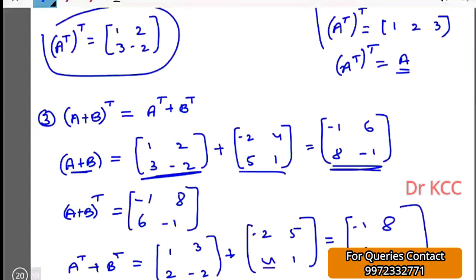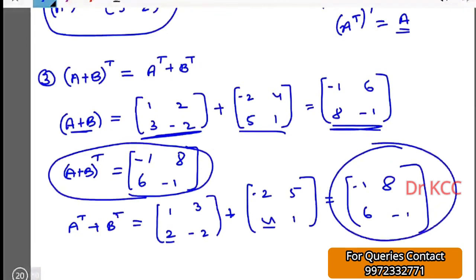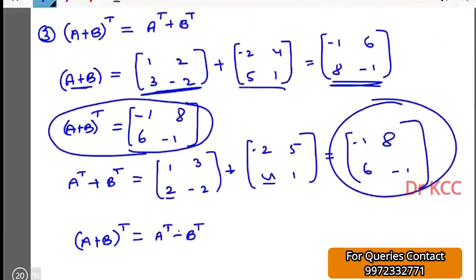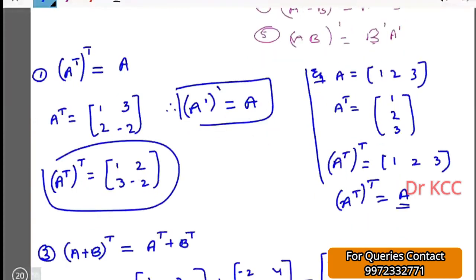Now observe the answers. Observe this answer and this answer, what has come? The same has come. So (A plus B) whole transpose is same as A transpose plus B transpose. Correct? (A plus B) whole transpose is minus 1 8 6 minus 1. Similarly A transpose plus B transpose is minus 1 8 6 minus 1. So next we need to find out the same thing. Next question is this one. (A minus B) whole transpose is equal to A transpose minus B transpose.